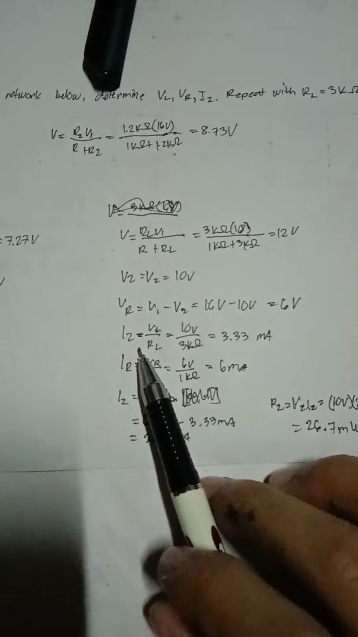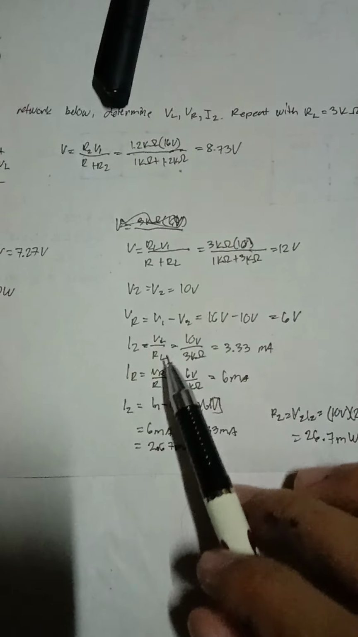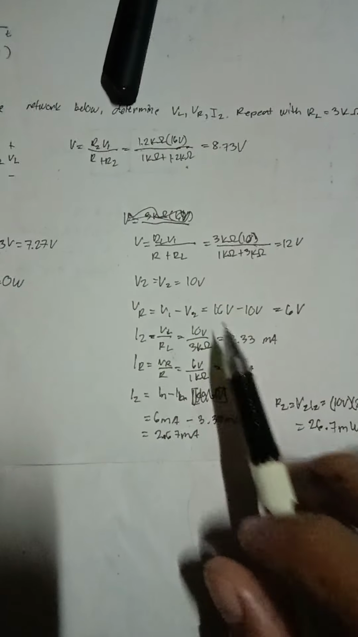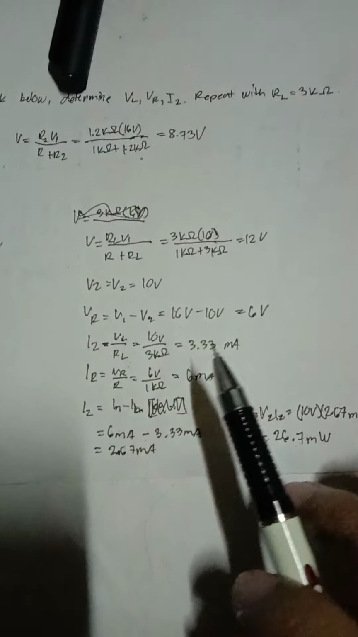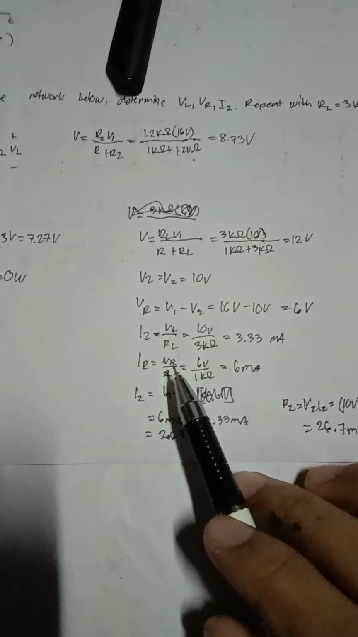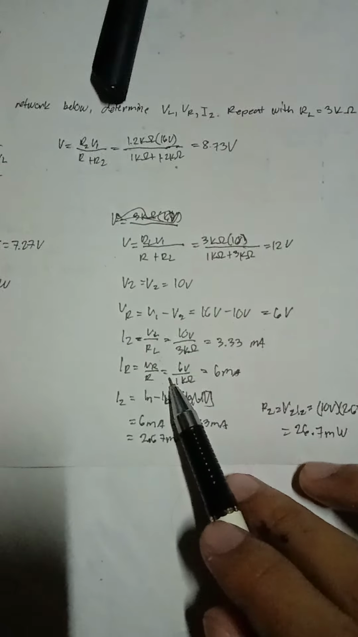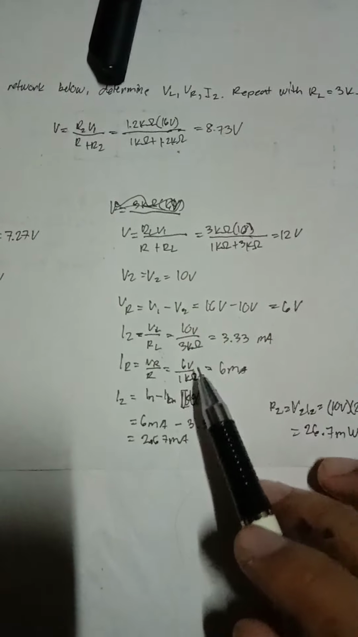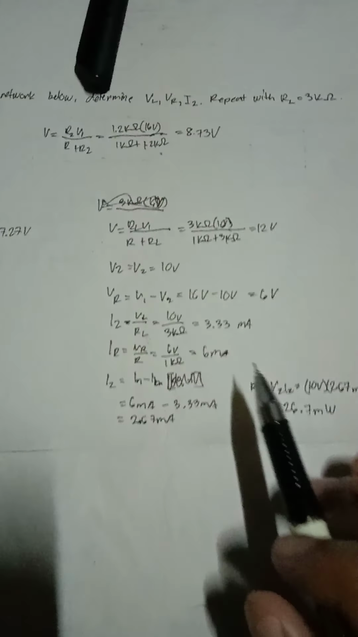Now IL, the formula for IL is VL over RL. So substitute 10 volts over 3 kilo ohms is 3.33 milliamperes. Now IR, the formula for IR is VR over R. So it equals 6 volts over 1 kilo ohm is 6 milliamps.